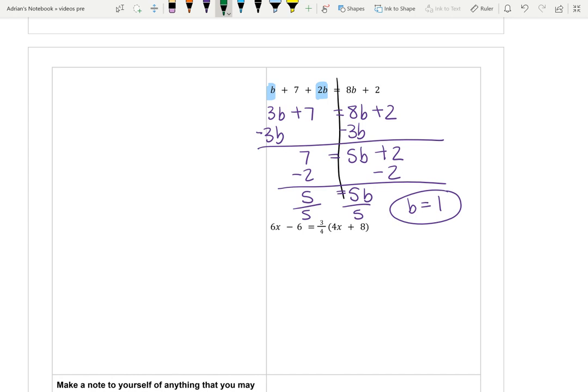All right, on my next one, the first thing I have to deal with is that distribution. So I have 6x minus 6. This stays the same on that side. 3/4 times 4 will give me 3, so 3x. And then 3/4 times 8 is 6, so then plus 6.